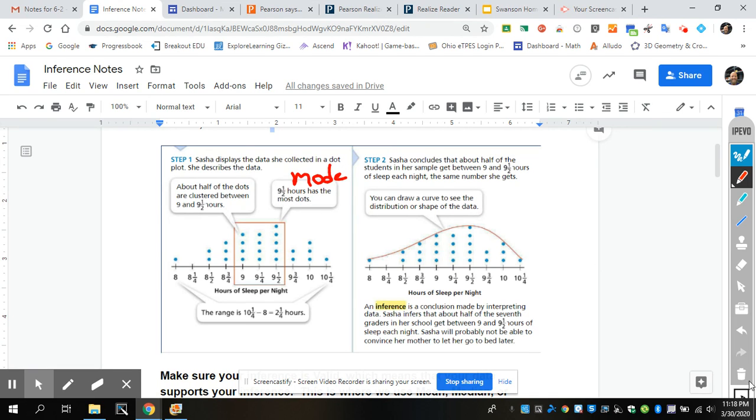All right. So then we're going to make some inferences about this. You could say, half of the people get anywhere from 9 to 9.5 hours of sleep a night. Okay, that's the conclusion that she got from that. Majority of the people are getting more than 8 hours of sleep. So they're getting plenty of sleep.